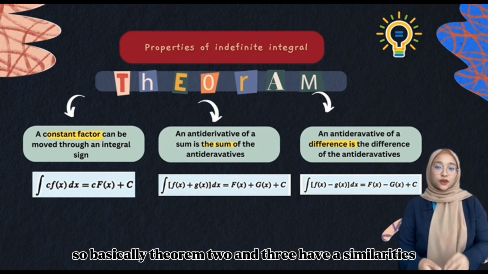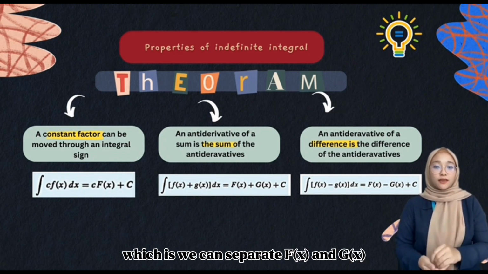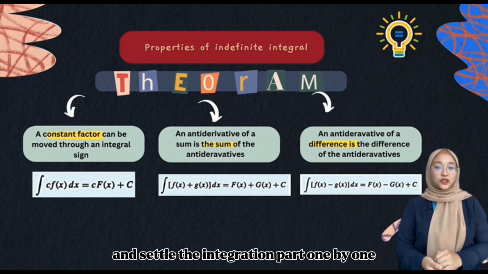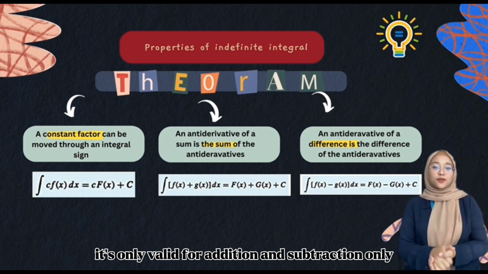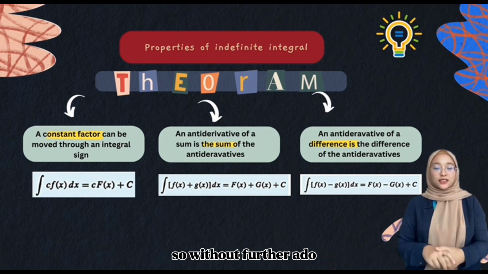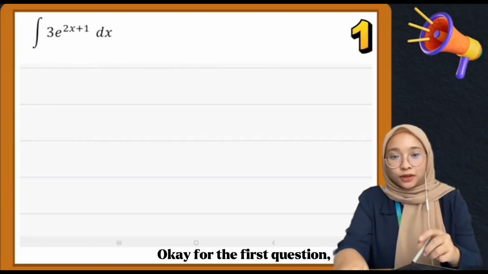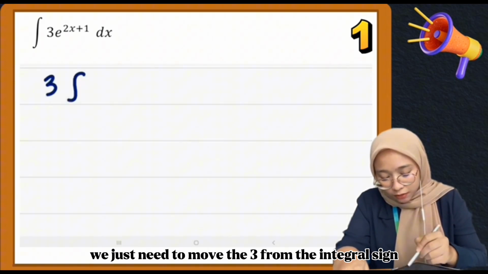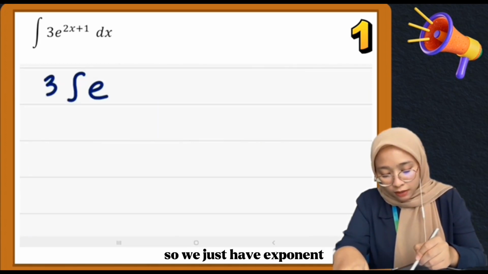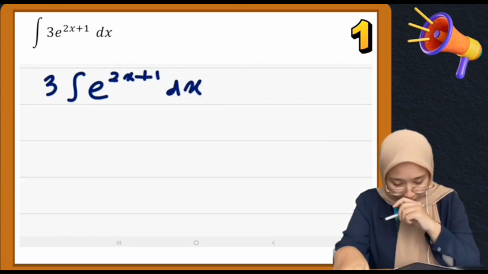So basically, theorems 2 and 3 have similarities, which is they have the same pattern, which is we can separate f(x) and g(x) and settle the integration part one by one. However, you need to remember it's only valid for addition and subtraction only. So without further ado, let's continue with the example part. For the first question, we just need to move the 3 out of the integral sign. So we just have exponent 2x plus 1 dx.